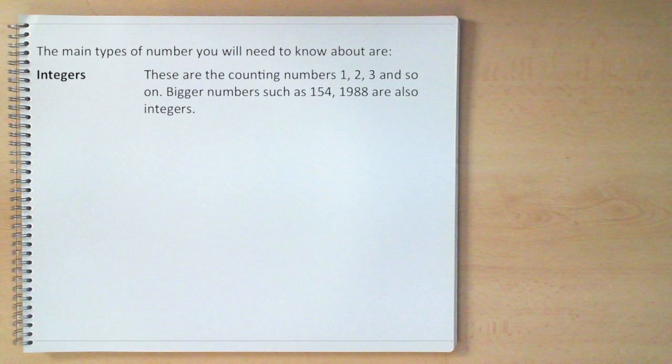First one is integers. These are the normal counting numbers that you'll be used to. 1, 2, 3, 10,000, 10,057. Whole numbers, in other words. Also, it doesn't have to be positive numbers. Negative numbers count as integers as well. So there's your first one to remember. Integers. Any whole number, however big, however large, however negative, it's an integer.